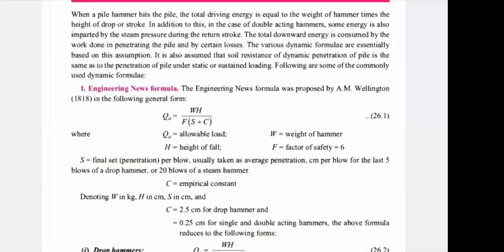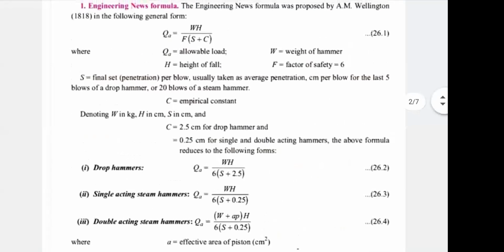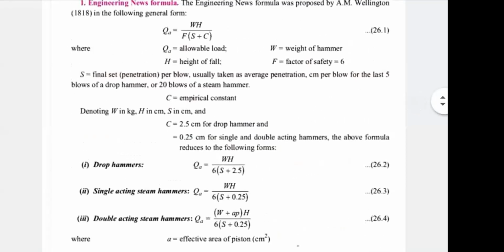Now if you are using a drop hammer, the formula for QA, which is nothing but the load carrying capacity of your pile, is equal to WH upon 6 into S plus 2.5. What is 6? 6 is nothing but the factor of safety, and C is the imperial constant, which depends upon the hammer. If you are using a drop hammer, you will need to take the value of C equal to 2.5 centimeter.